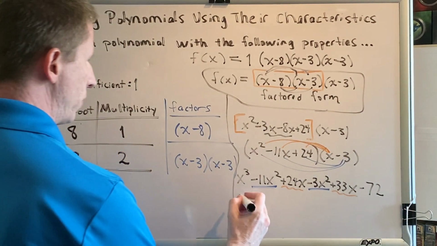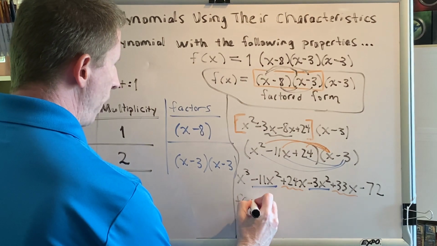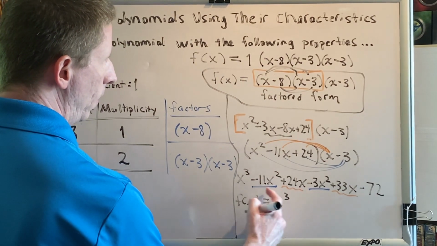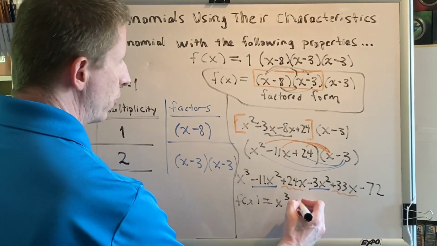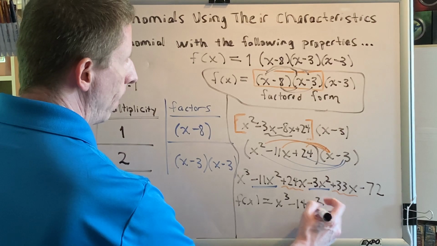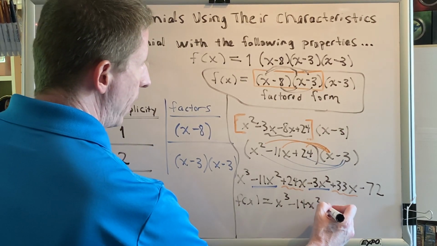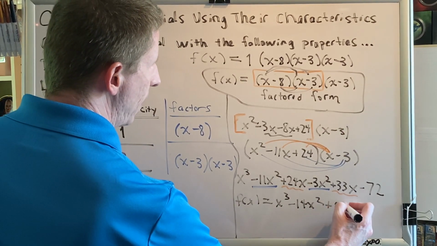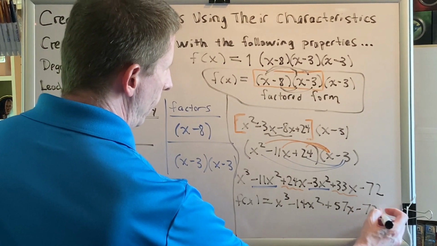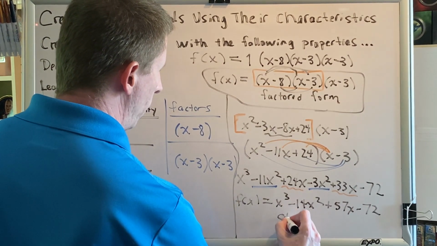Combining our like terms gives us our final answer. f of x equals x cubed. The minus 11x squared minus 3x squared makes minus 14x squared. The plus 24x plus 33x makes plus 57x minus 72. This is our answer in standard form.